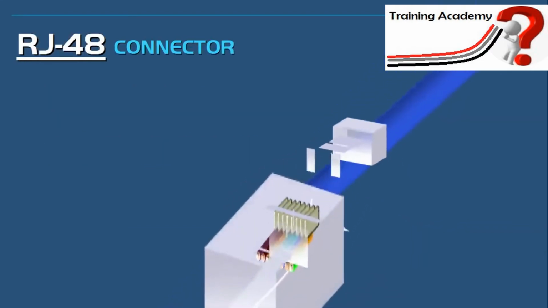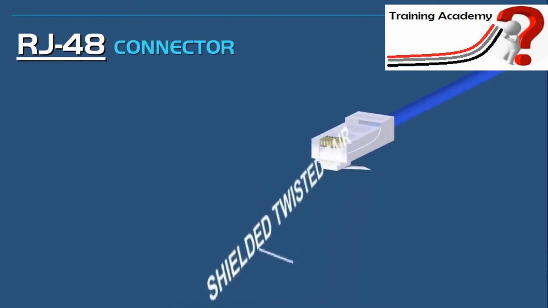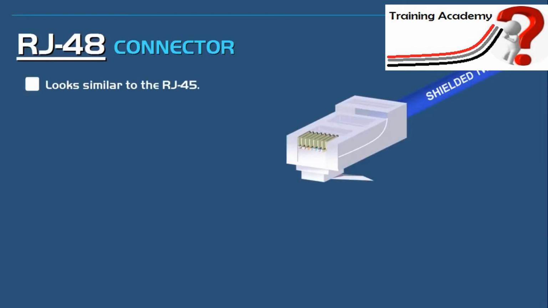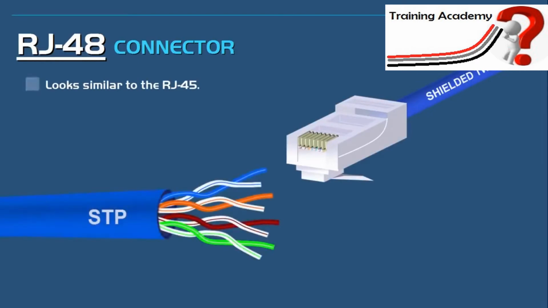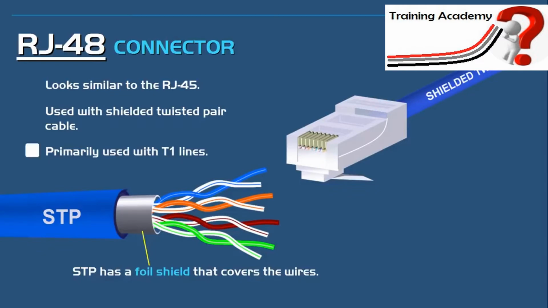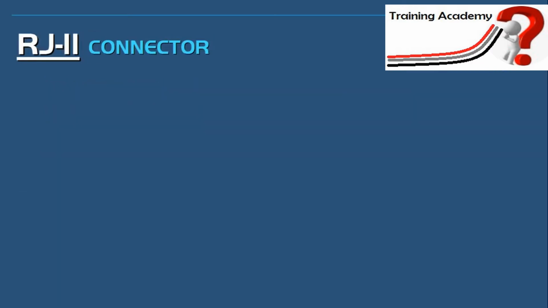Another connector that is similar to the RJ45 is the RJ48. This is used on shielded twisted pair. It looks similar to an RJ45. Shielded twisted pair has a shield around the paired cable to ensure that it does not have interference. The RJ48 is primarily used on T1 lines.